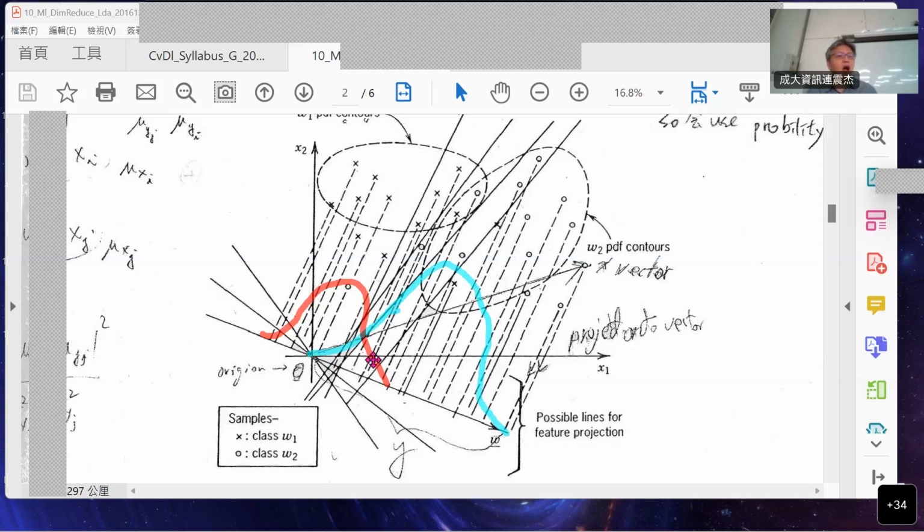Okay, so our purpose is to try to reduce the overlap region here. That's our purpose. So we try to find a line. Use the other color. We try to find a line, and they can be like here.